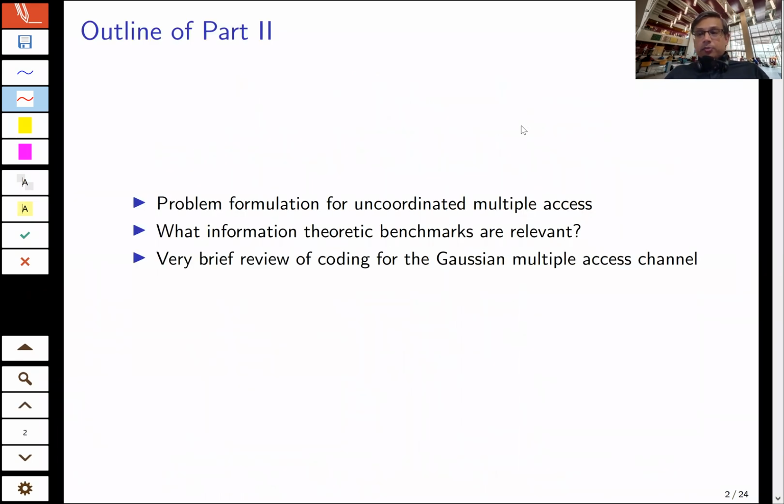What I would like to do in this part of the tutorial is to talk about three things. I would first like to talk about a mathematical formulation of the uncoordinated multiple access and talk a little bit about the system model and what kind of metrics we are interested in. And then I would like to talk a little bit about information theoretic benchmarks that are relevant for this problem. And finally, I would like to very briefly review some things about how codes are typically designed for the Gaussian multiple access channel and why these codes cannot be directly used for the uncoordinated multiple access case.